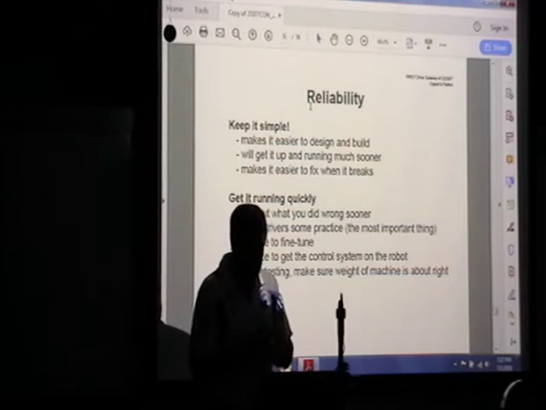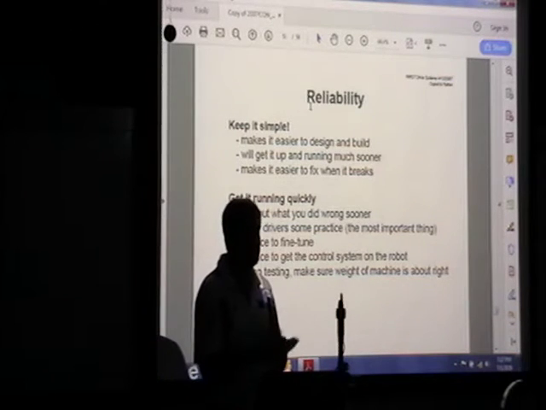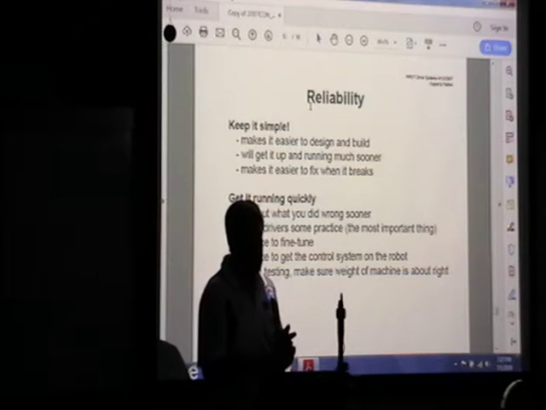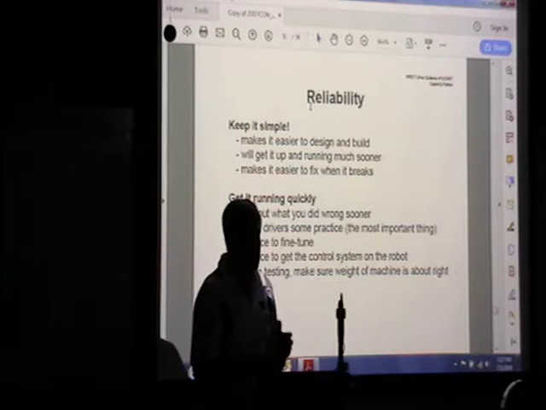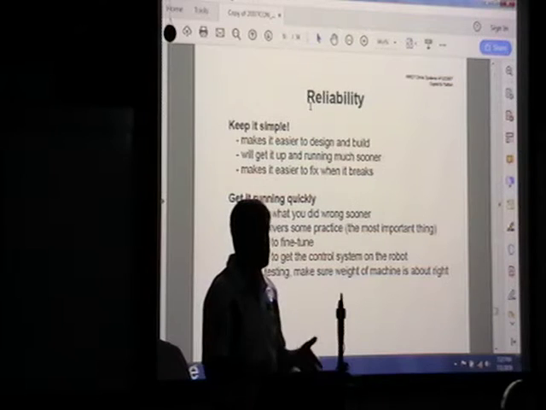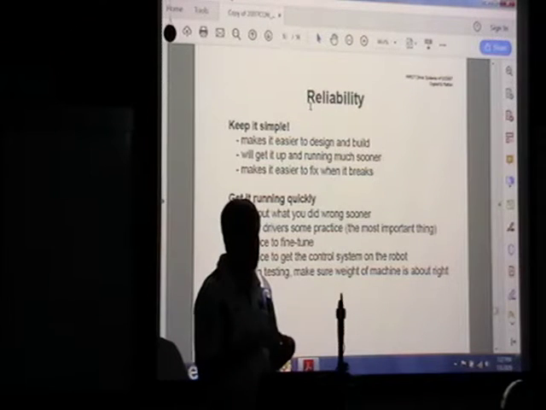There's a couple of things they talk about that I'm going to emphasize here. Reliability, keep it simple. As simple as you can get. Simple is better sometimes over a much more complex system. It's easier to design, it's easier to build, get it up and running sooner, and easier to fix when it breaks. If you get it in the field quicker, then you give your drivers time to drive it, your programmers time to program it, and then your time to fine-tune that if you need to change it.